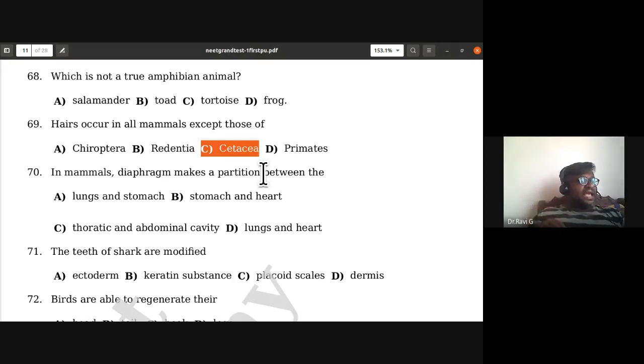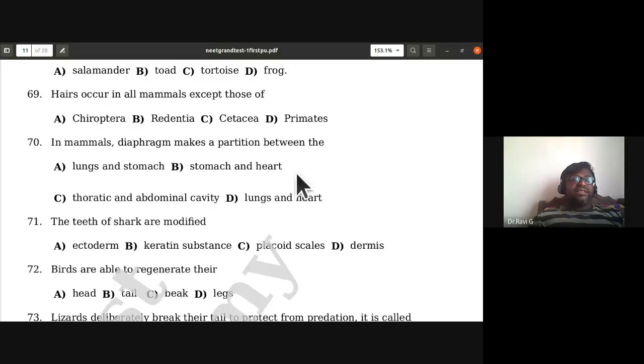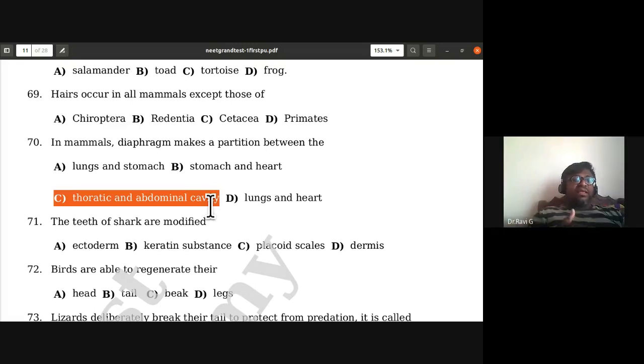So 69, the answer is C. In mammals, the diaphragm makes a partition between the lungs and stomach, the stomach and heart, thoracic, abdominal cavity. So the thoracic and abdominal cavity is the right answer. So the diaphragm makes a partition between the thoracic and abdominal cavity.